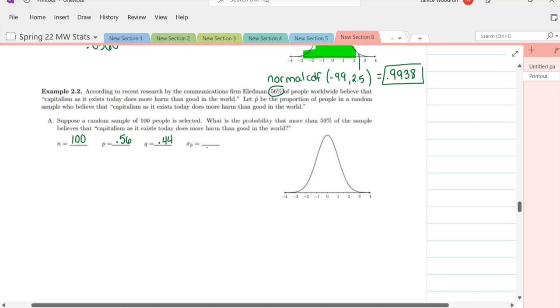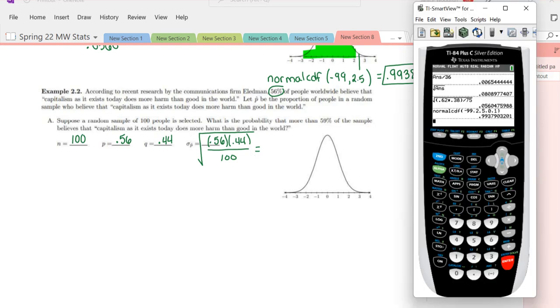All right, the standard deviation of this is going to be 0.56 times 0.44 over 100, and the square root of that. So let's go ahead and find that. Square root, parentheses, 0.56 times 0.44, close parentheses, divide by 100, 0.0496.